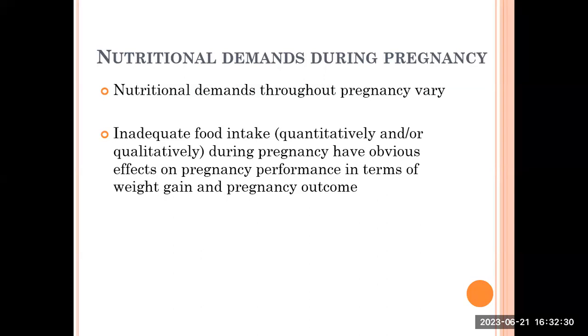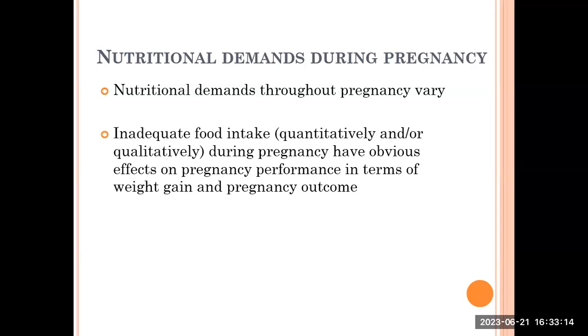Now, inadequate food intake, which is the amount as well as the quality, all right? Quantity and quality during pregnancy have obvious effects on pregnancy performance in terms of weight gain and pregnancy outcome. So if the pregnant woman is not taking food adequately, in terms of quantity and quality, it's something that we might have to be worried about. You need to ensure that the pregnant woman is taking enough, and that the quality of the food is such that it can meet those requirements.